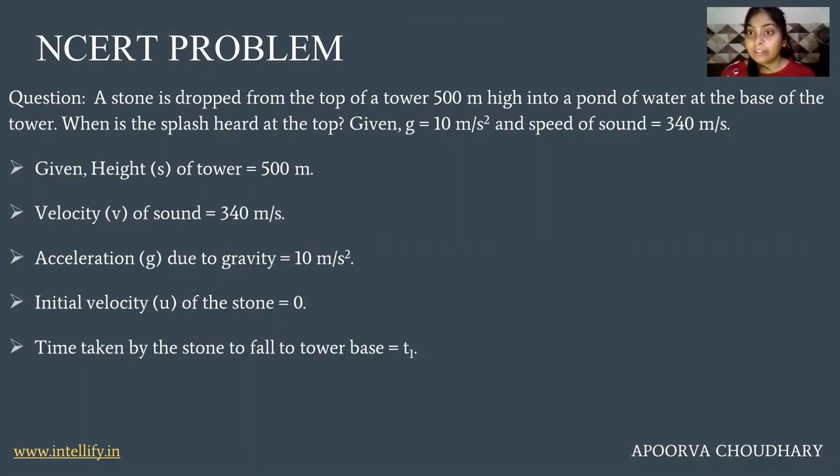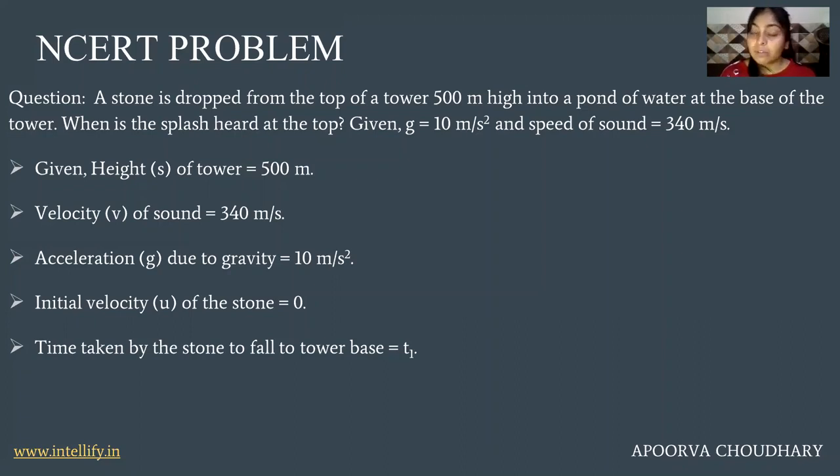The question has already given us g, the gravitational acceleration, as 10 meter per second square, and the speed of sound as 340 meter per second. The height of the tower is 500 meters. The velocity of the sound is 340 meter per second. The acceleration due to gravity is 10 meter per second square. And I'm taking the initial velocity, u, of the stone as 0.